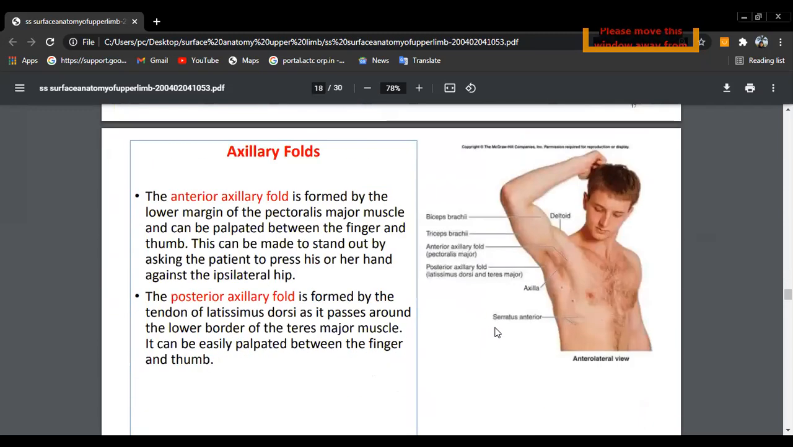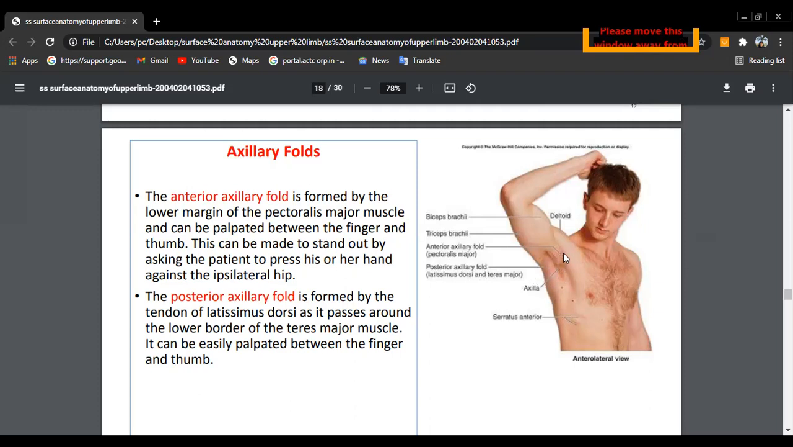Now we know very well this area is the axilla. Now it is surface anatomy. We know the axilla has a lot of hair. This is the base that we have. This is the anterior axillary fold. We know pretty well the name of this muscle is pectoralis major, so the anterior axillary fold is formed by pectoralis major. We also know pretty well that behind are latissimus dorsi and teres major, which form the posterior axillary fold.